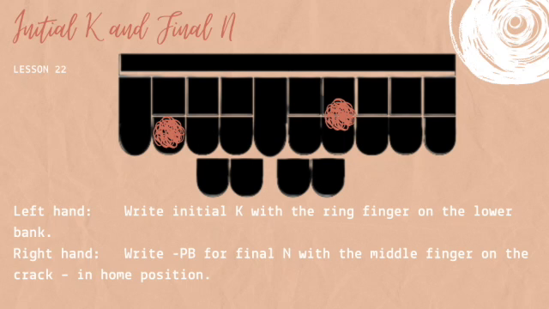Using our left hand, write initial K with the ring finger on the lower bank. Then using our right hand, we write final PB for final N with the middle finger on the crack in home position. So again, initial K is the left ring finger and final N is the combination of P and B. So we will put our right middle finger on the crack that's between final P and B.